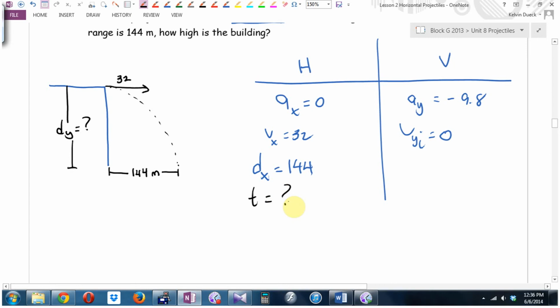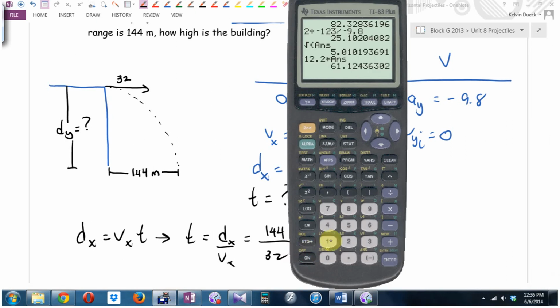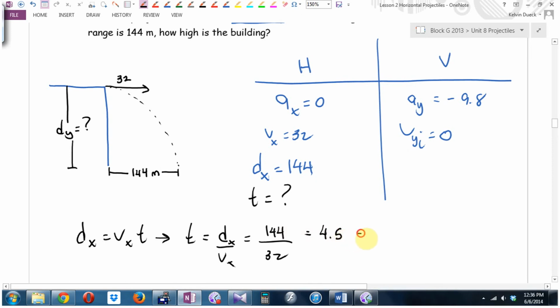I'm looking for an equation that has A, V, D, and T in it. Oh, you're kidding me. Dx equals Vx t plus a half a t squared. Oh, so you know what? I didn't even bother writing it. What are we trying to find? Get the t by itself, please. Oh, we've rewritten way tougher than this. T equals d over v, dx over vx. It's 144 divided by 32. This might actually work out to a nice decimal. 4.5 seconds.